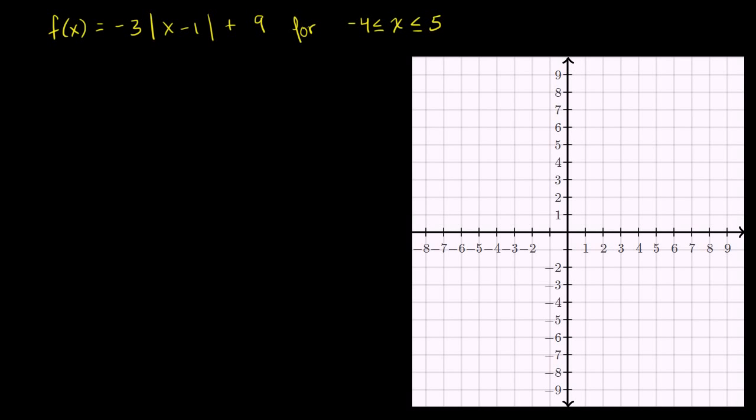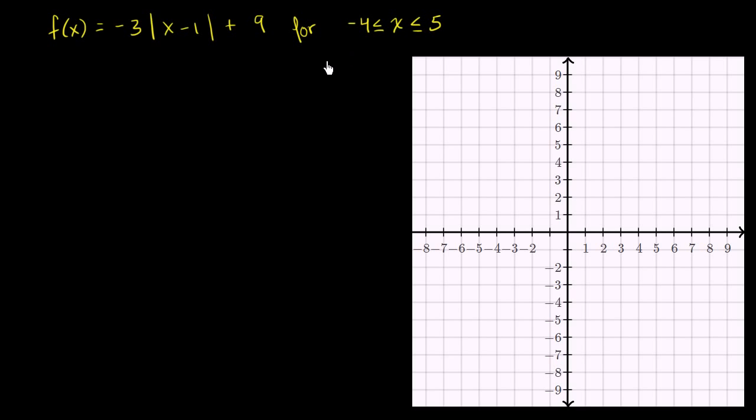Let's think a little bit about the graphs of absolute value functions. And I've defined one right over here. f(x) is equal to -3 times the absolute value of x minus 1, plus 9. And then we've constrained its domain. This is for x being -4 is less than or equal to x, which is less than or equal to 5. And I encourage you to pause this video and try to graph this on your own.